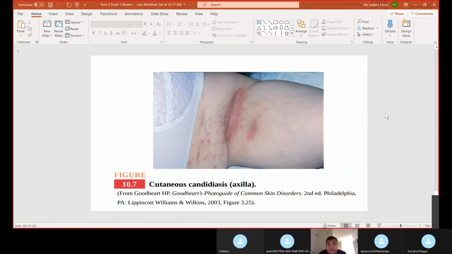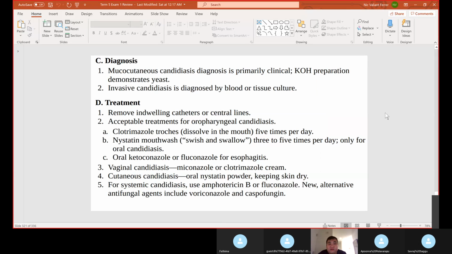So this is an example in the axilla of cutaneous candidiasis. How do we treat them? Clotrimazole, nystatin, high yields, which we should swallow. For oral candidiasis, for esophagitis, ketoconazole or fluconazole. However, if you give ketoconazole to men, what happens to them?